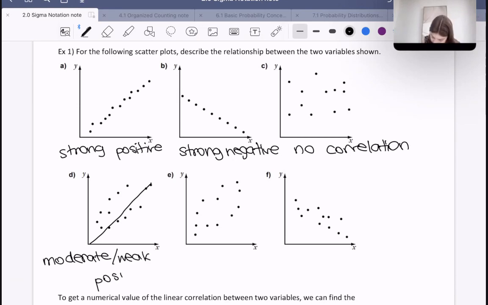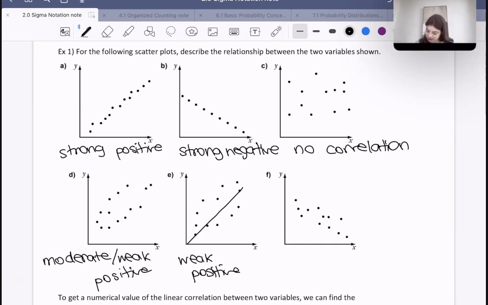Because it is still going up in a linear fashion, but it goes off track at different points. So it certainly does have some linear correlation to it, but definitely not as strong as the strong positive that we see above. This next one here looks to me like a weak positive. It's even weaker than the other one that I described before as moderate to weak. So I would say this is a weak positive correlation because it's still going up, but again, the points are somewhat scattered.